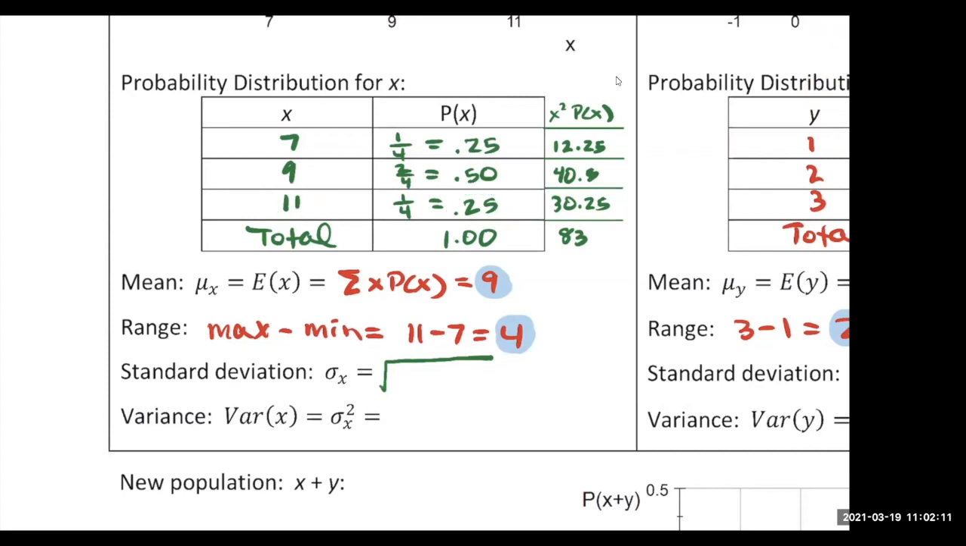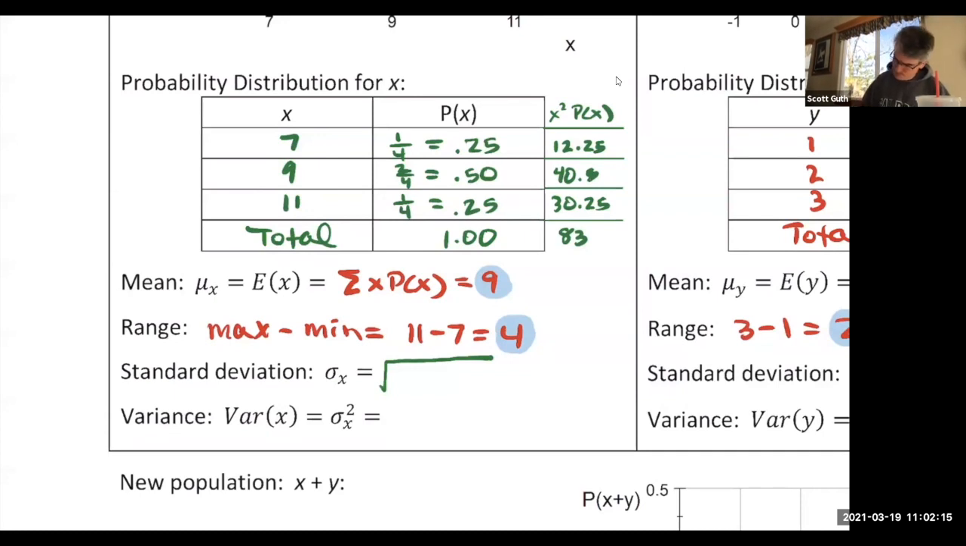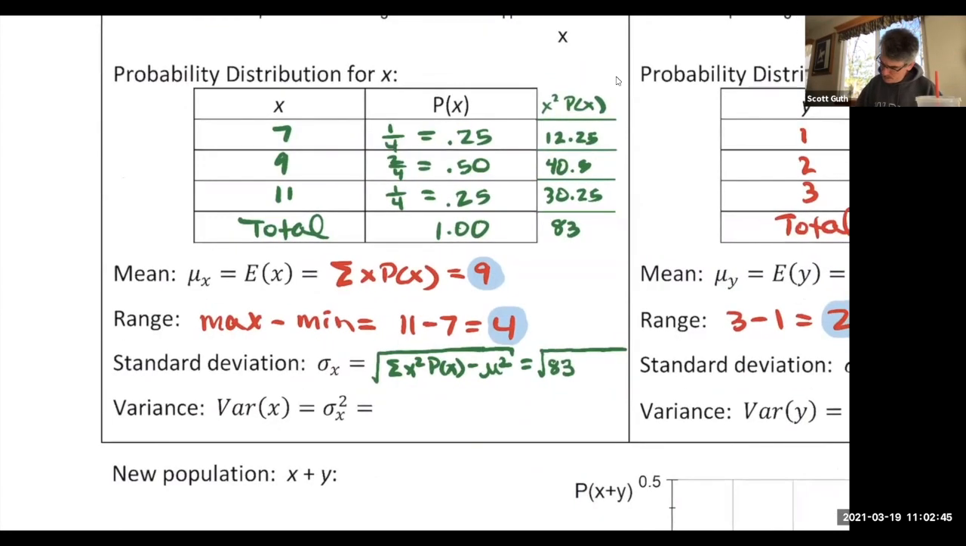No worries. Okay, so here I'm going to have to squeeze this in, but it's the sum of x squared p of x minus the mean squared. So this is going to be the square root. X squared p of x was just 83. And the mean was 7. So it's minus 7 squared. Sorry, the mean is 9, right? So minus 9 squared. And 9 squared is 81. So it's just 83 minus 81, which is the square root of 2.